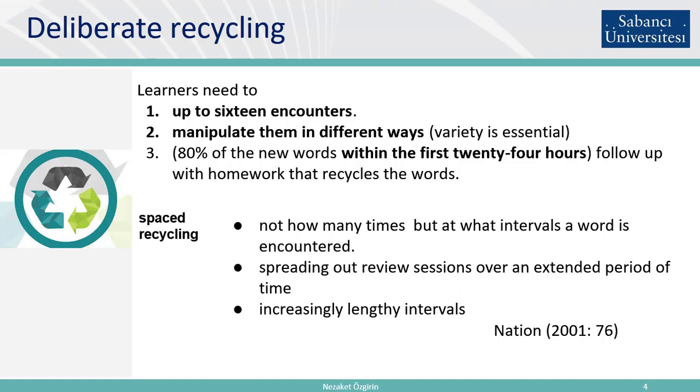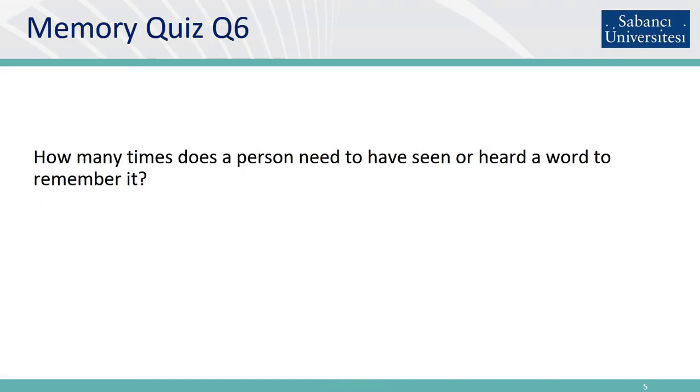Nation 2001 says it's not just how many times a word is encountered, but at what intervals a word is encountered. Nation differentiates between spaced repetition and mass repetition, and spaced repetition involves spreading out review sessions over an extended period of time with increasingly lengthy intervals between each session. With mass repetition, he refers to spending an uninterrupted period of time studying material that one wishes to learn and remember. Here is another question for you. Please write your answer in a short sentence.